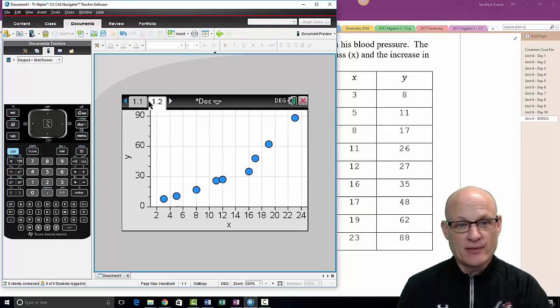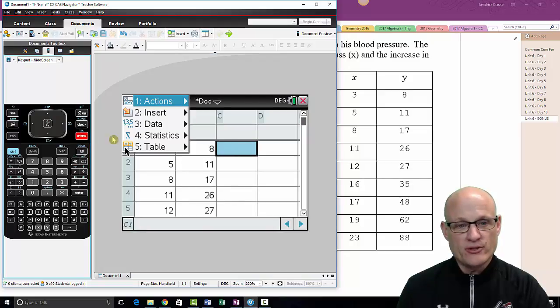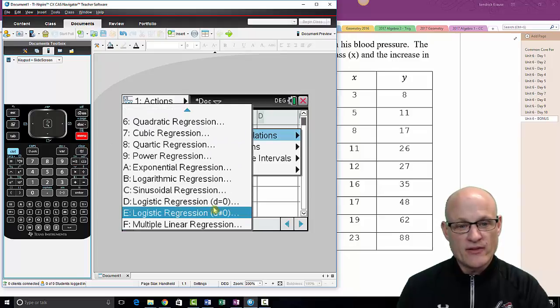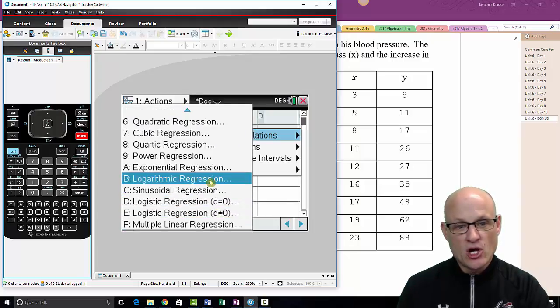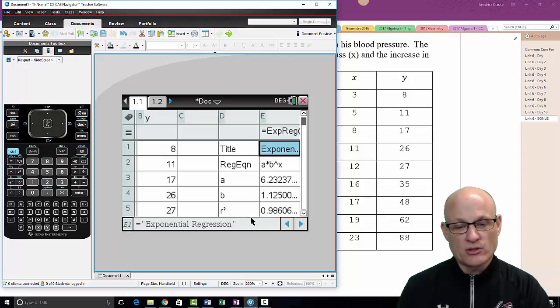So now we can go back to this tab, and we'll say, okay, we're going to do exponential growth. So menu, statistics, stat calculations, come down here to exponential. Now in this unit, you'll probably be using either logarithmic or exponential. A or B, A or B. We'll go with A. X and Y. We'll click OK.